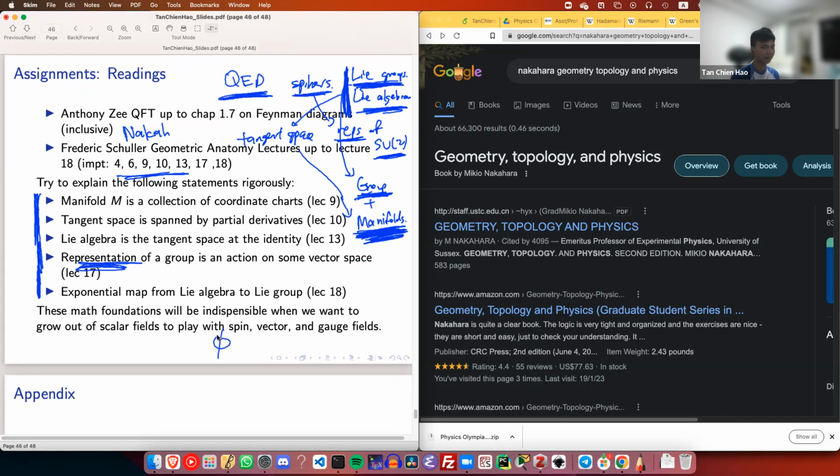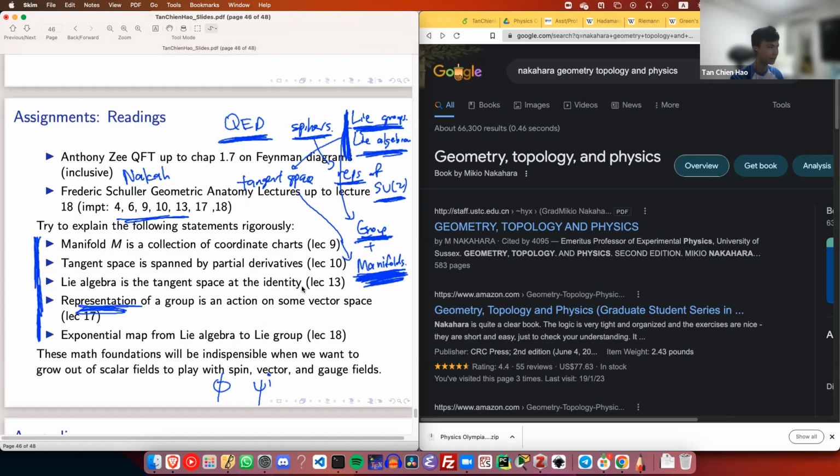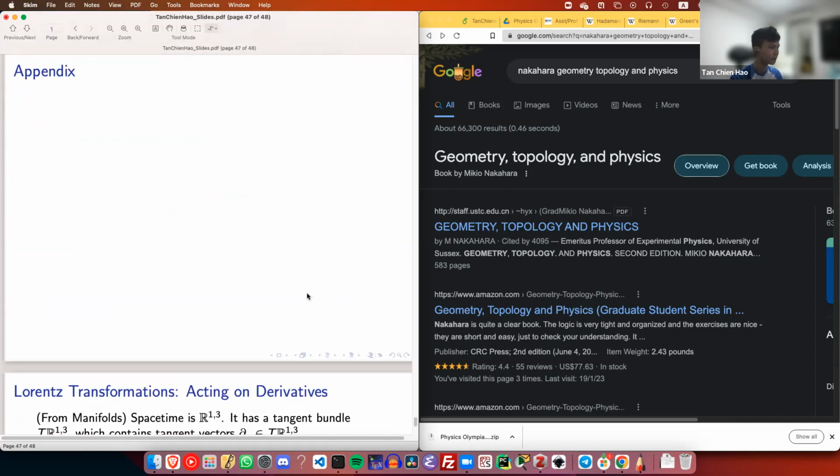scalar fields phi, which is boring, right? We want to be able to talk about spinor fields, and to do so, we cannot get by without Lie algebra and Lie group representations. So I'll try to encourage you guys to do some of that.